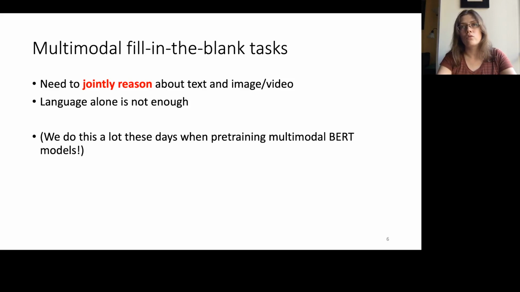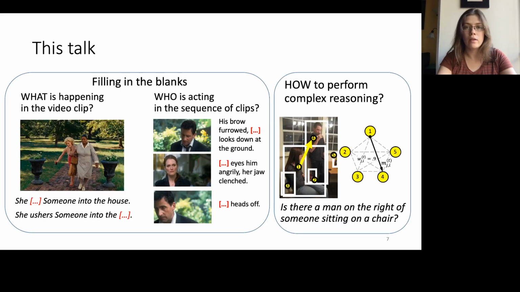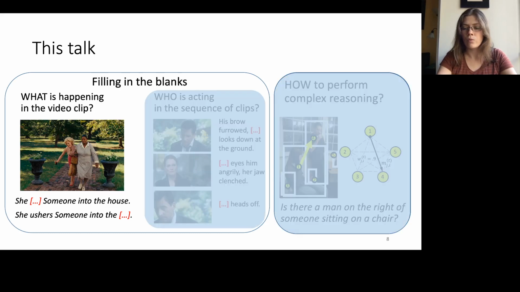However, today I'd like to look into what can we actually learn from the fill-in-the-blank tasks and what sort of reasoning may be necessary to address them and how can we perform such complex reasoning. So let's dive in. What is happening in the video clip?